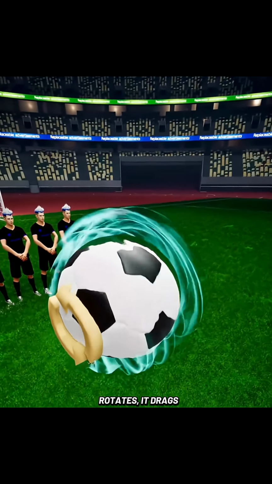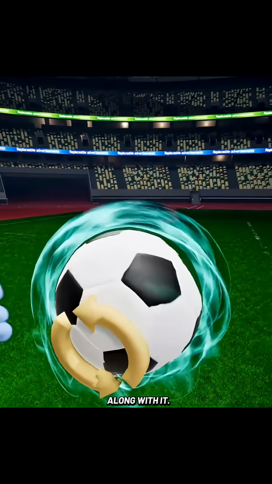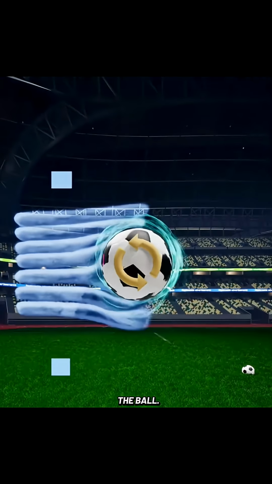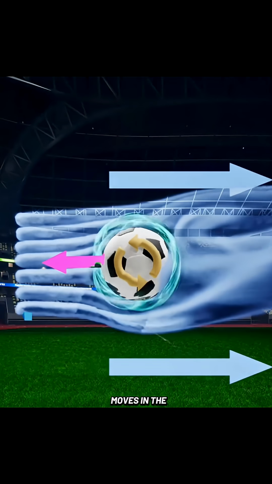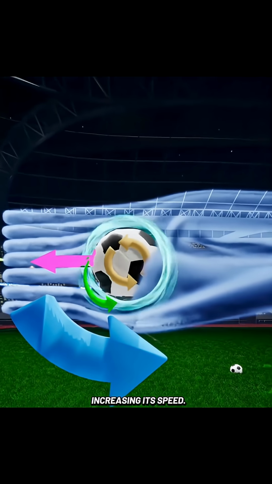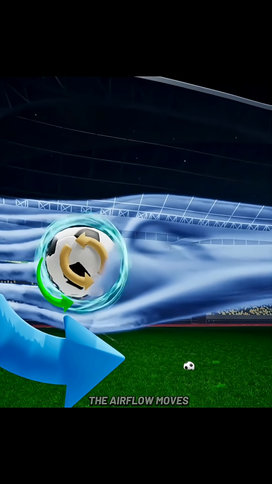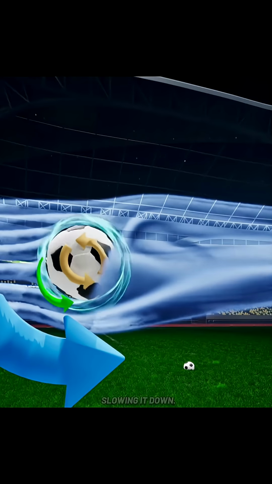As the ball rotates, it drags the surrounding air along with it. This changes the airflow around the ball. On one side, the airflow moves in the same direction as the surrounding air, increasing its speed. On the opposite side, the airflow moves against the surrounding air, slowing it down.